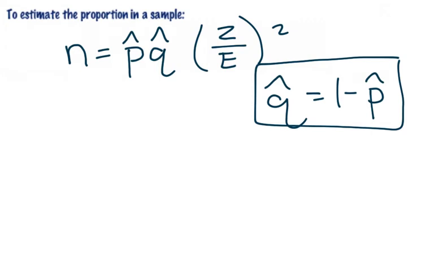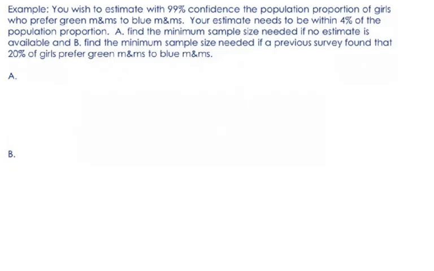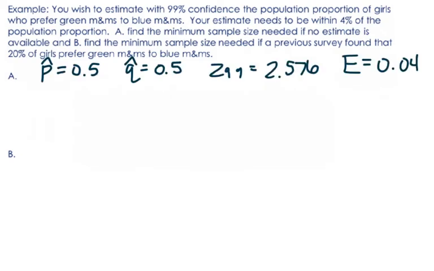Alright, so I know that looks crazy, so let's look at an example and see if you can understand what we're talking about. Alright, so let's do A. We're going to find the minimum sample size needed if no estimate is available. Okay, write out the important information first. Okay, so we're looking at preferring green to blue.